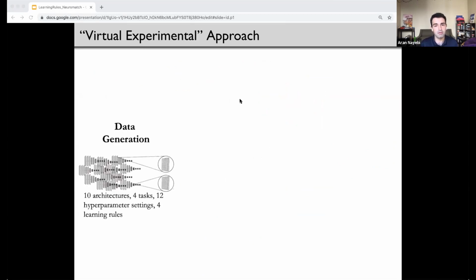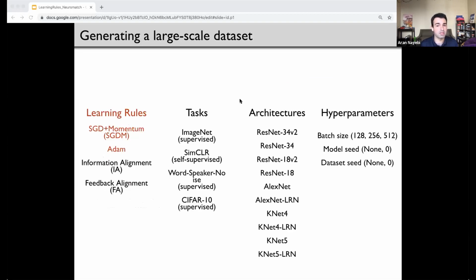To do this, we consider over 1,000 neural network training experiments, which span learning rules involving variants of backpropagation and layer local alternatives, on both supervised tasks across visual and auditory sensory modalities and self-supervised ones, with 10 convolutional neural network architecture types of varying depths and 12 hyperparameter settings for each learning rule, ranging over batch size, model filter seed, and dataset randomization seed.